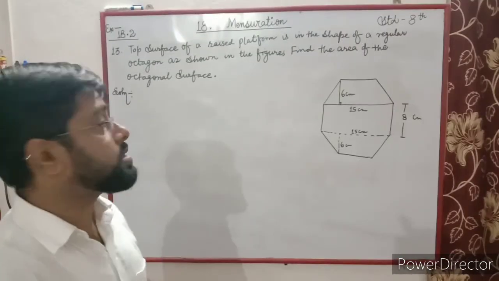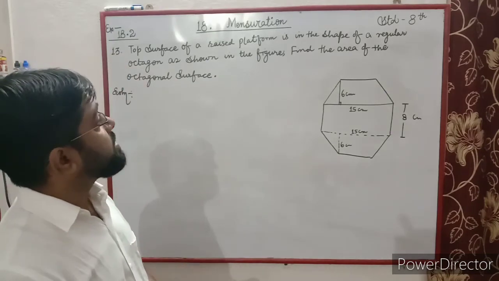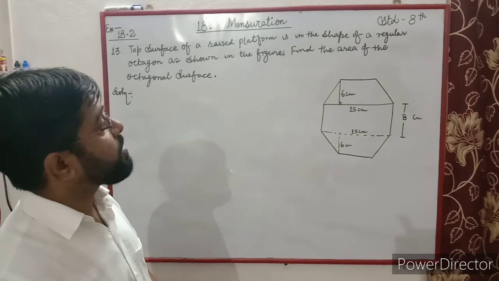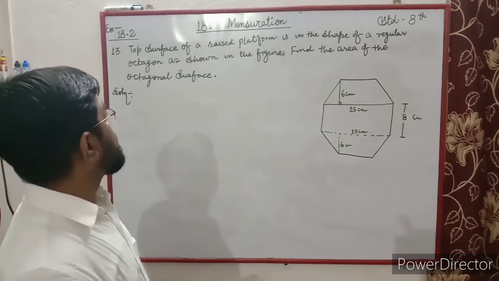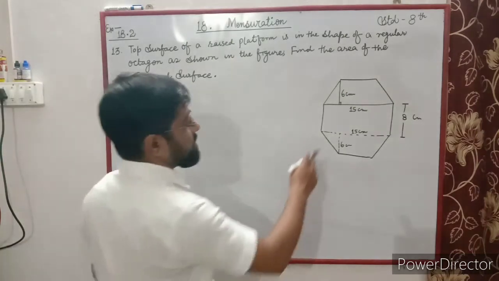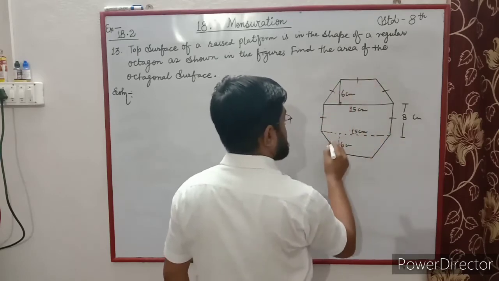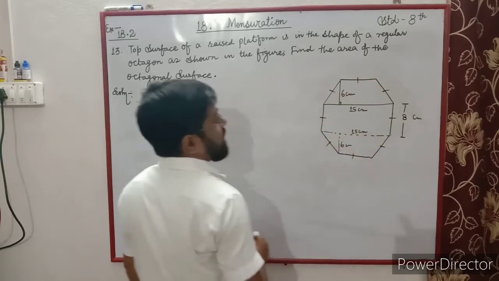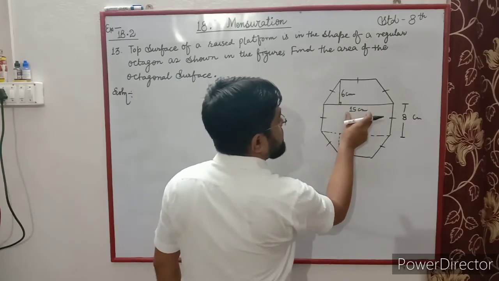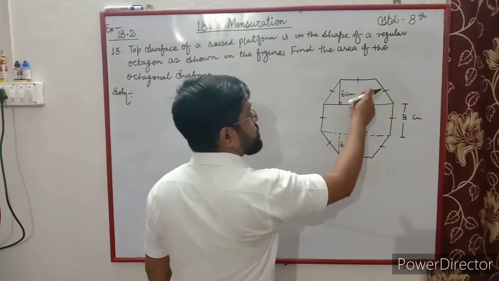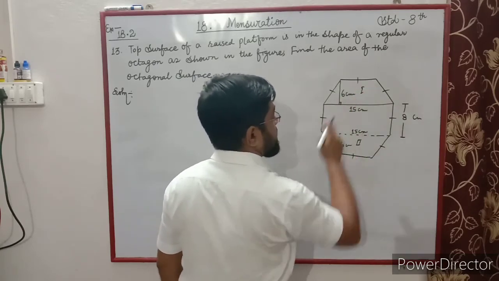Let's see one more question. Question number 13. Top surface of a raised platform in the shape of a regular octagon as shown in the figure. Find the area of the octagonal surface. So we have a regular octagon, means all sides are equal, and this length is given 15 centimeters. So we have two trapezium, the first trapezium, second trapezium, and this is the rectangle.